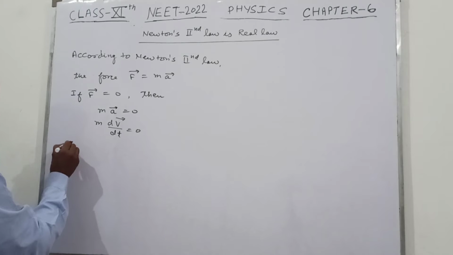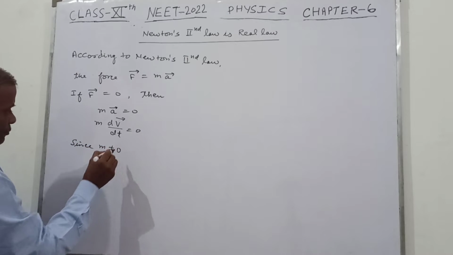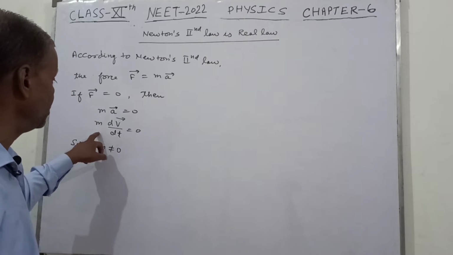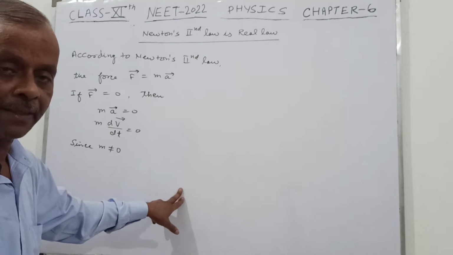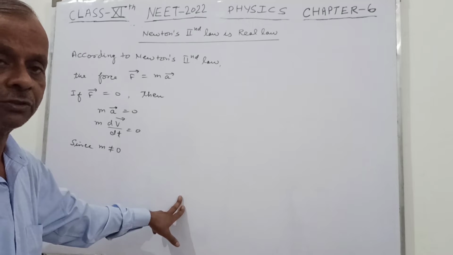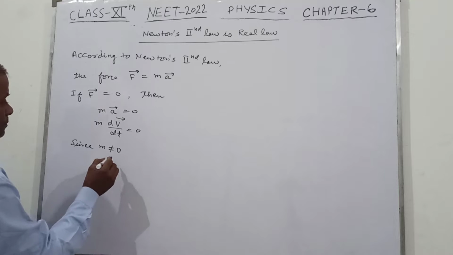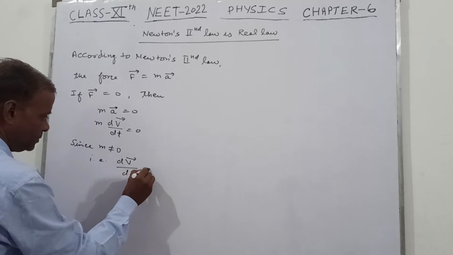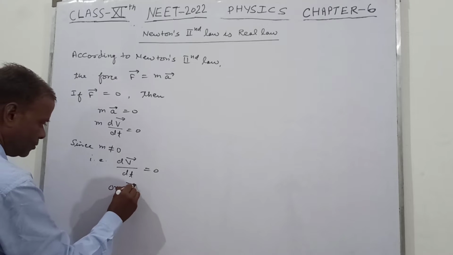If F is equal to 0, then ma is equal to 0, or we can write m dv upon dt is equal to 0. Since m is not equal to 0, the mass of the object is never 0. Of the two quantities, either this must be zero or that must be zero, or both. But when mass is not equal to zero, then definitely dv upon dt is equal to 0. This means dv upon dt is equal to 0, and v is equal to constant.